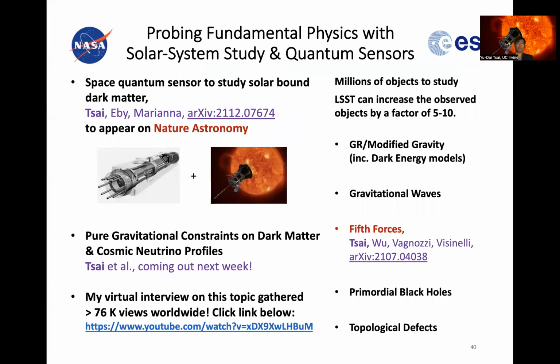Okay, finally, here I show you a lot of different topics that we can further study. The first one, of course, has already been accepted by Nature Astronomy, is putting a deep space atomic clock onto the Parker Solar Probe to study ultralight dark matter bound to the sun. The second one I just mentioned is coming out next week.